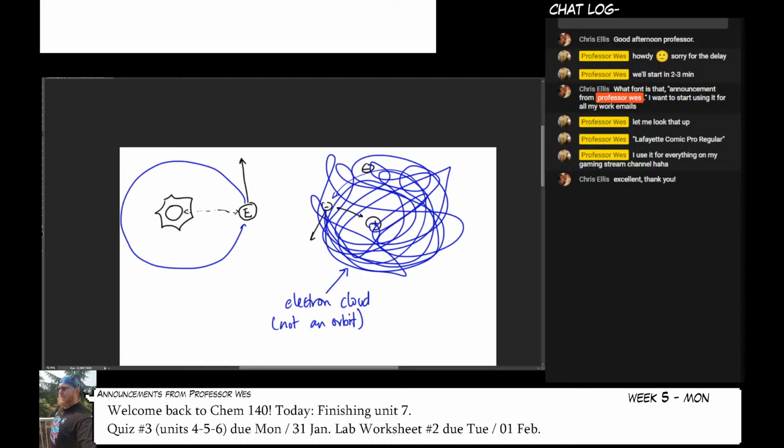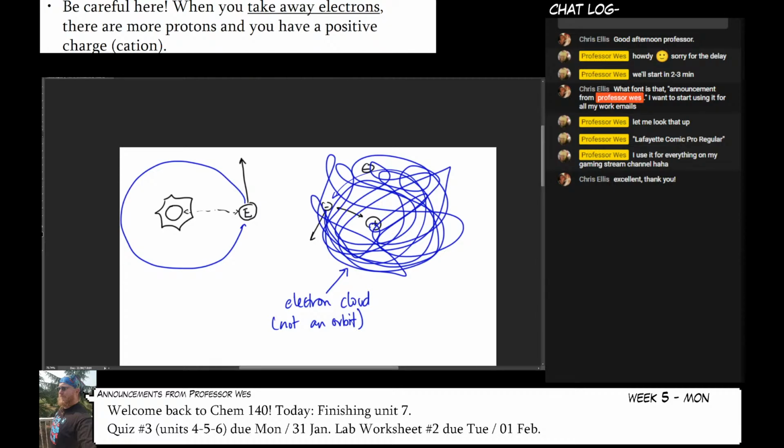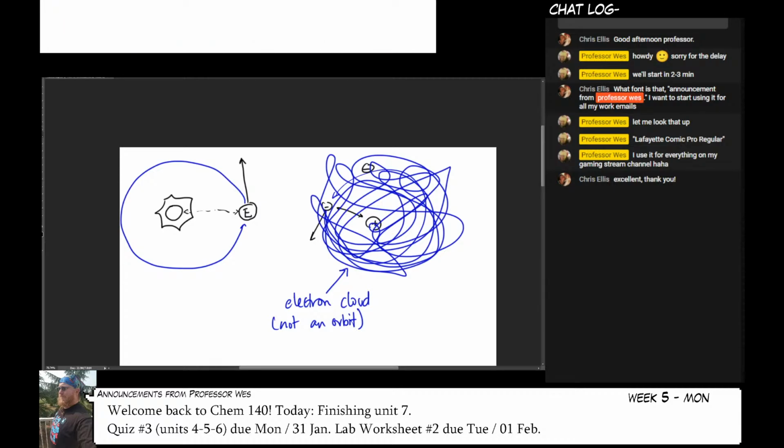And the way that this works is because electrons are very easy to remove. But protons are very difficult to remove because they're in the nucleus. I can either add electrons to a nucleus, or to an electron cloud, I should say, or I can remove electrons.